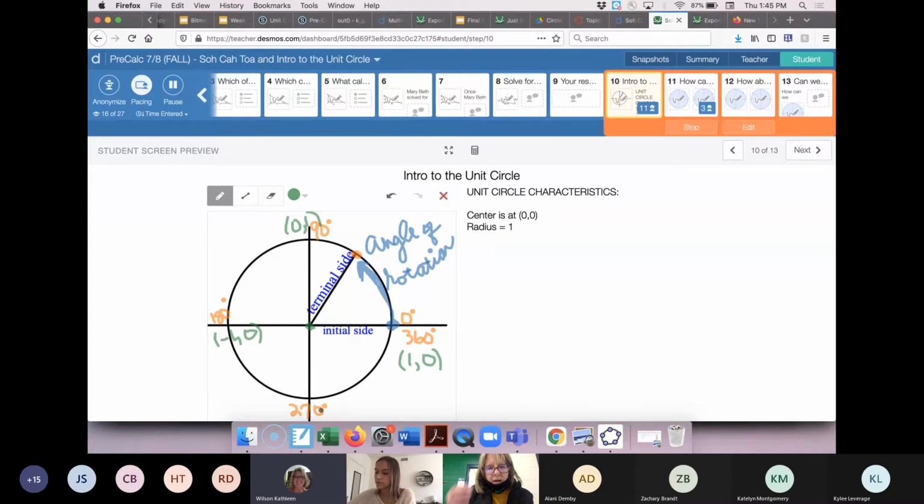And then if I'm at 270, I went down 1, but I didn't go left or right. So our x is going to be 0 because I didn't move left or right, but my y is going to be negative 1 because it moved down 1. Those 4 points are readily found right off the graph because the radius is 1. If the radius is 1, then this terminal side is always going to be 1 too. So how can we use that to find the coordinates of any other point on the circle?